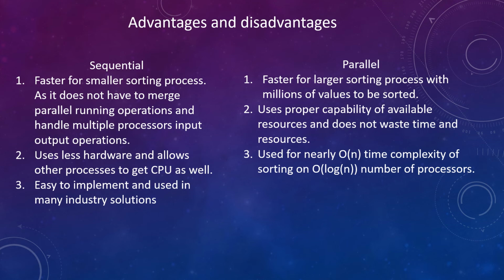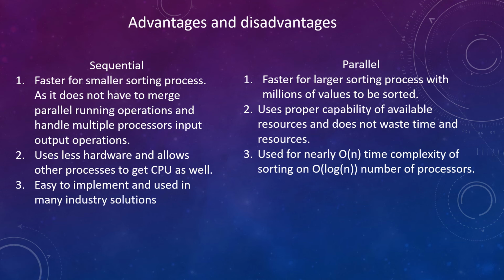Coming to parallel, we see that it uses the proper capability of available resources and does not waste time and resources. So if sorting is that important and you want to get the output before you run any other process, then parallel sorting is the clear-cut winner over here, because it uses all the CPUs and every resource it can get, including those logical CPUs, to give you an output as fast as possible. It does not waste time and it uses all the resources that you provided. It makes a lot of threads, it does a lot of operations, but it gets the work done very fast, and we'll see how fast it really is.